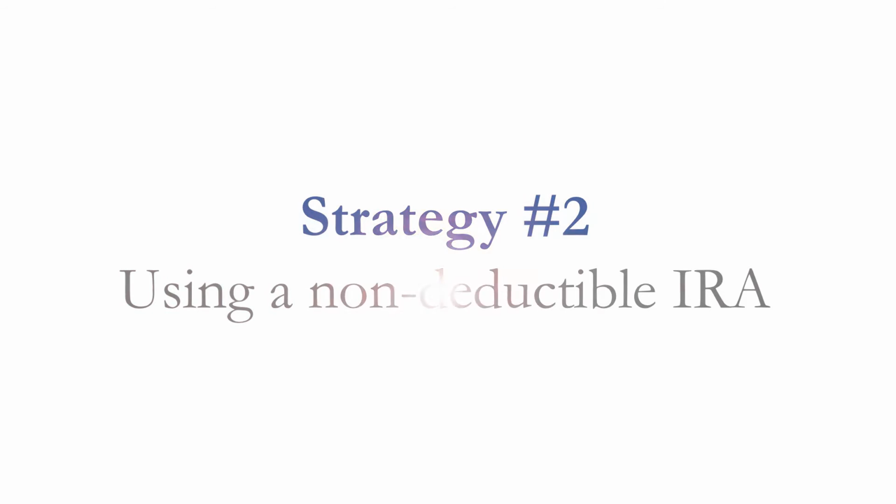Strategy number 2. Let's say you're already maxing out your 401k plan. You want to save some more money for retirement. So strategy number 2 is a non-deductible IRA. I do want to point out though, there are some people that may qualify for a regular traditional IRA or a Roth IRA, depending upon their income limits, even though they have a 401k plan. But for this strategy, let's assume that you make too much money and you're not eligible for that. So you can still do what's called a non-deductible IRA. You can put away $6,000, or $7,000 if you're over 50, into an IRA. It's non-deductible, so you don't get a tax deduction.